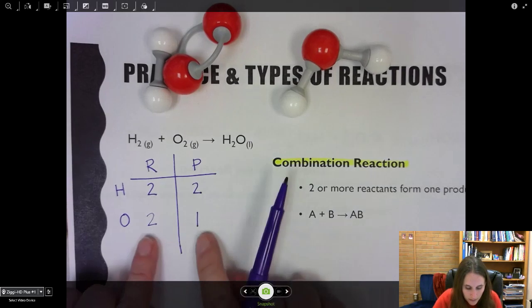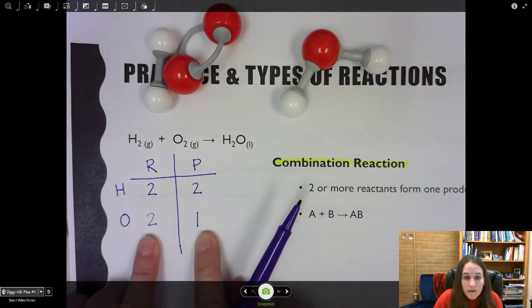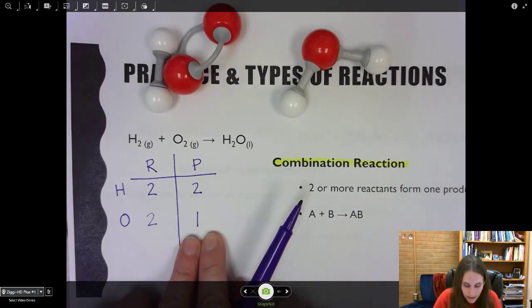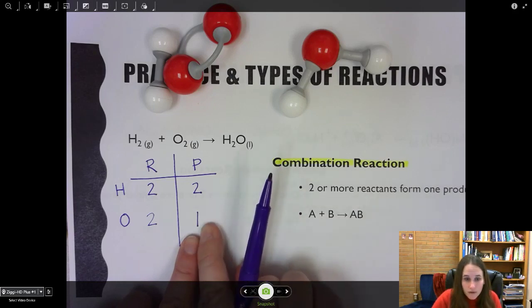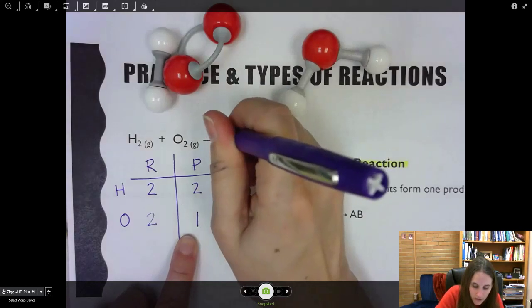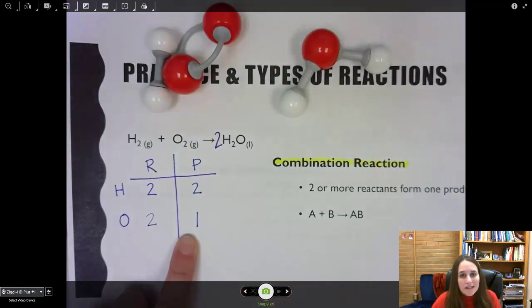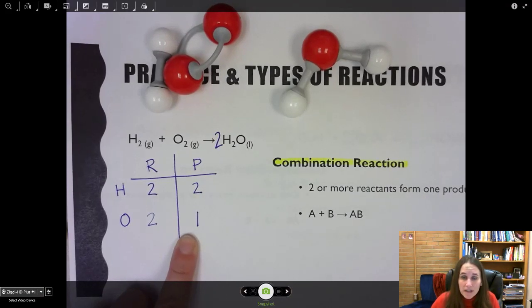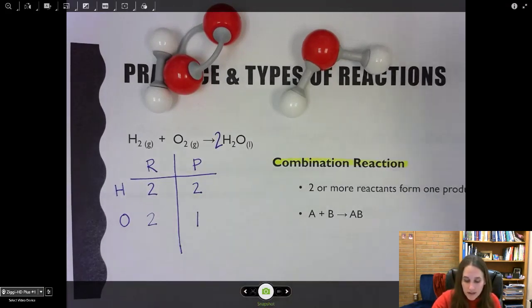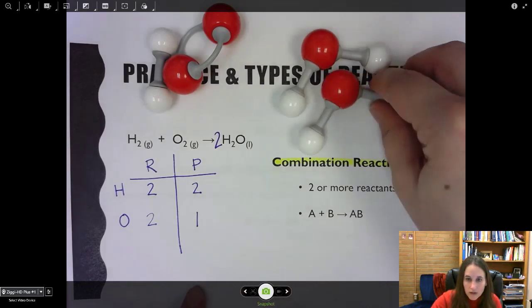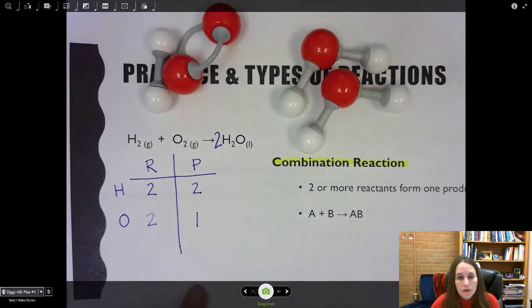So I can see here that my problem starts off right here. The easiest way to balance these is to make this a 2. And I do that using coefficients. We talked in class, you can't use a subscript because you're going to change the formula. So essentially, I'm saying 2 water molecules are going to be formed.